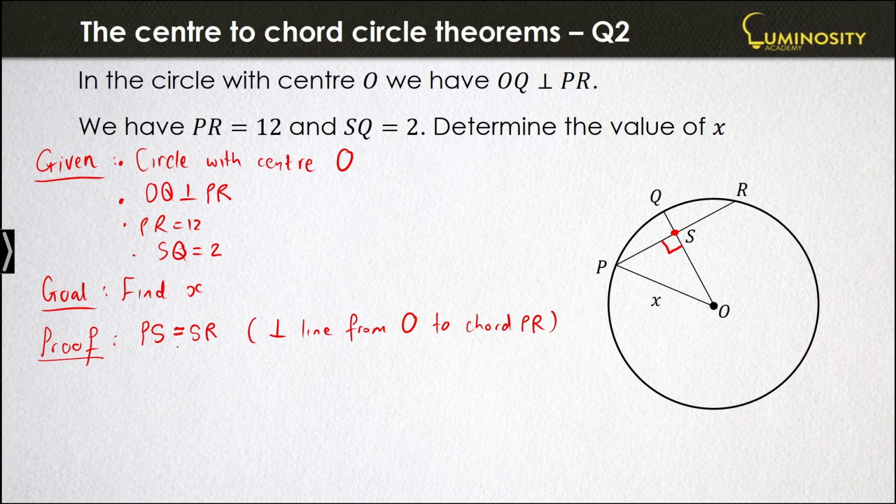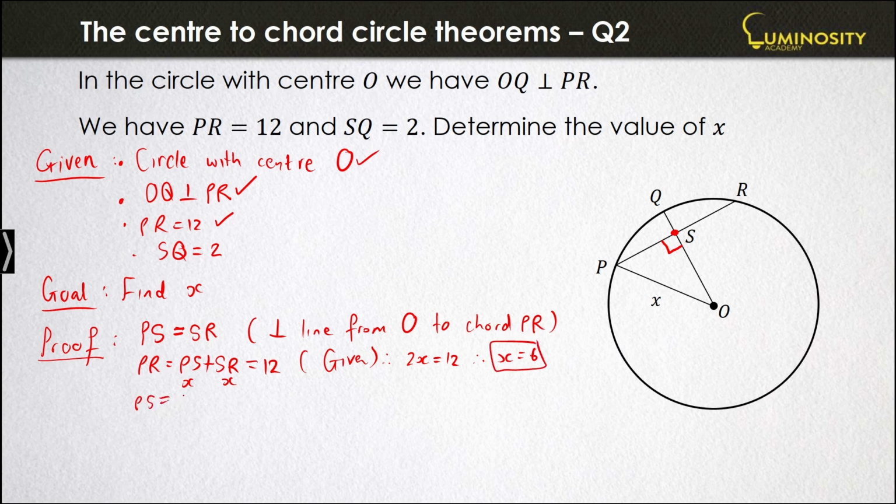So PS equals SR. But we know that PR is equal to PS plus SR, and that must equal 12, and that was given information. So I used that given information, I've used the fact that it's perpendicular, and I've used the fact that we have a center. These two are equal, so if I call them x each, I have 2x equals 12, therefore x equals 6. So PS equals SR equals 6 units. So there's 6, and that is 6 there.